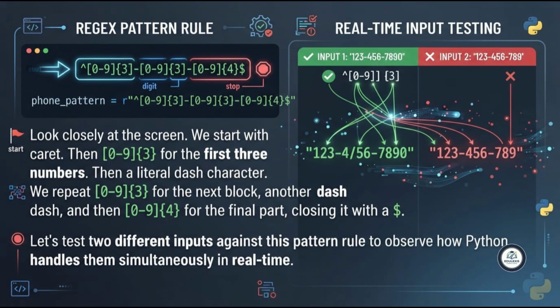Look closely at the screen. We start with caret. Then 0 to 9, 3 for the first 3 numbers. Then a literal dash character. We repeat 0 to 9, 3 for the next block, another dash, and then 0 to 9, 4 for the final part, closing it with a dollar sign. Let's test 2 different inputs against this pattern rule to observe how Python handles them simultaneously in real time.